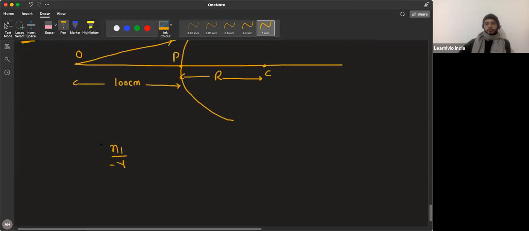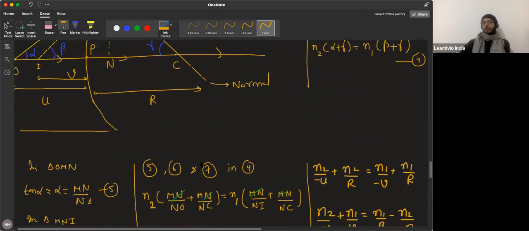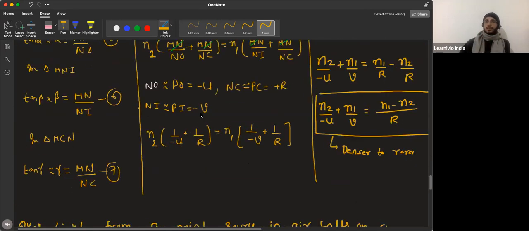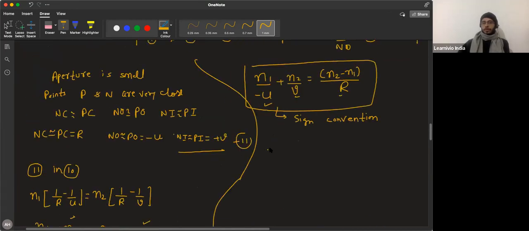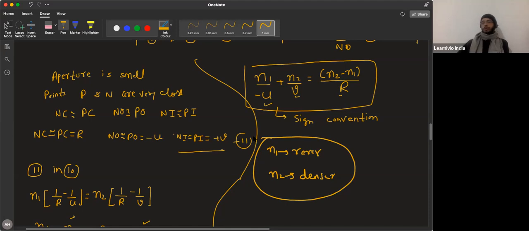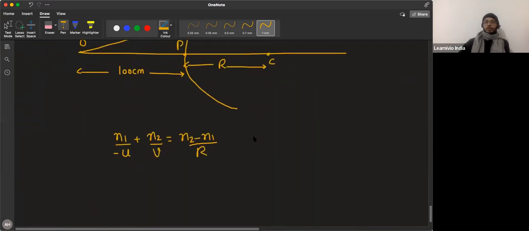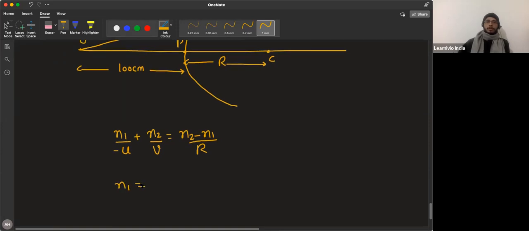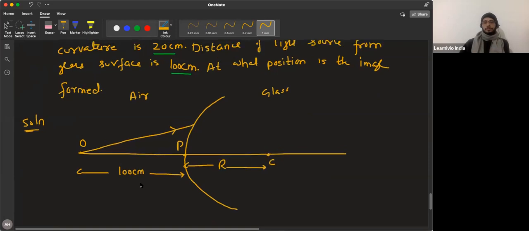n1 by minus u plus n2 by v is n2 minus n1 by R. See, in both of our derivations, n1 is always rarer and n2 is always denser. So when we remember these relations, remember this also, that n1 is always rarer and n2 is always denser. When we derived this relation, we took these standards. So let's put all values. n1 is air. So what's the refractive index of air?